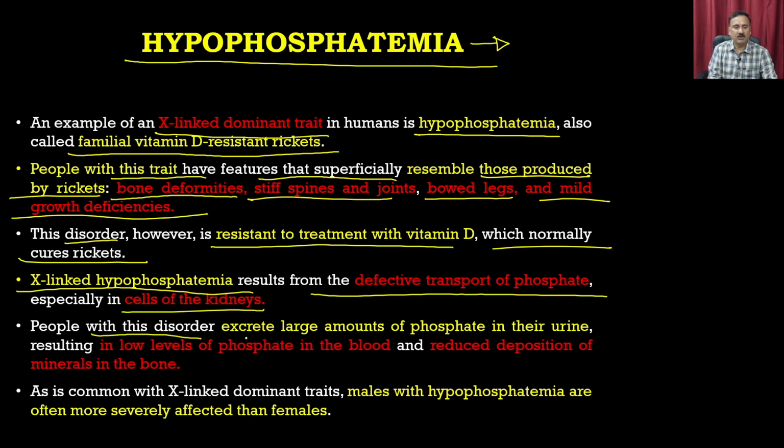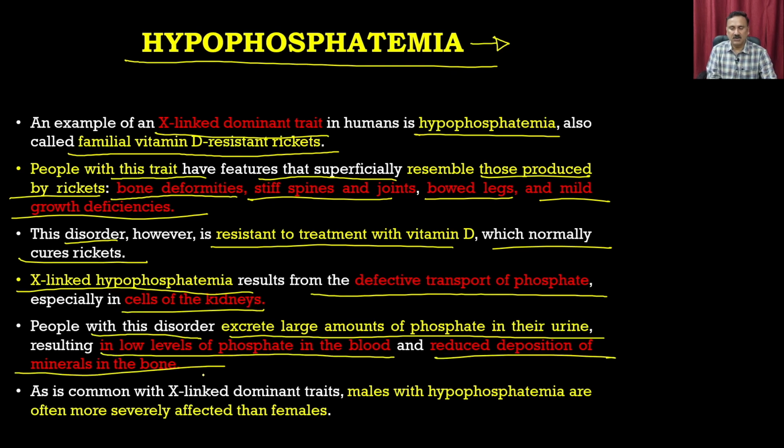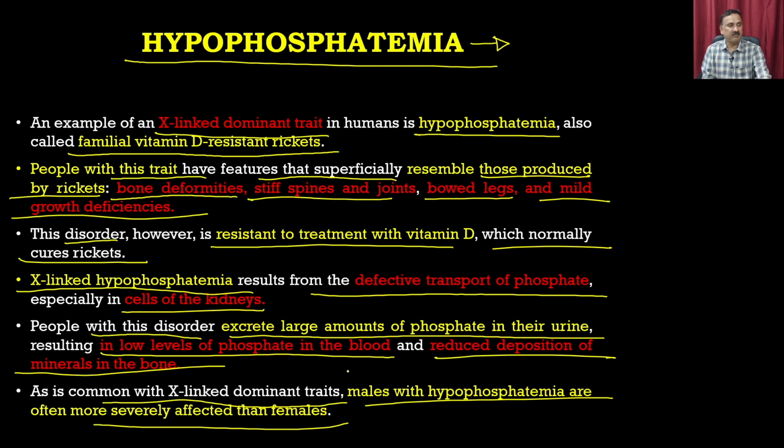People with this disorder excrete large amounts of phosphate in their urine, resulting in a low level of phosphate in the blood and reduced deposition of the mineral into the bone. As is common with X-linked dominant traits, males with hypophosphatemia are often more severely affected than females.